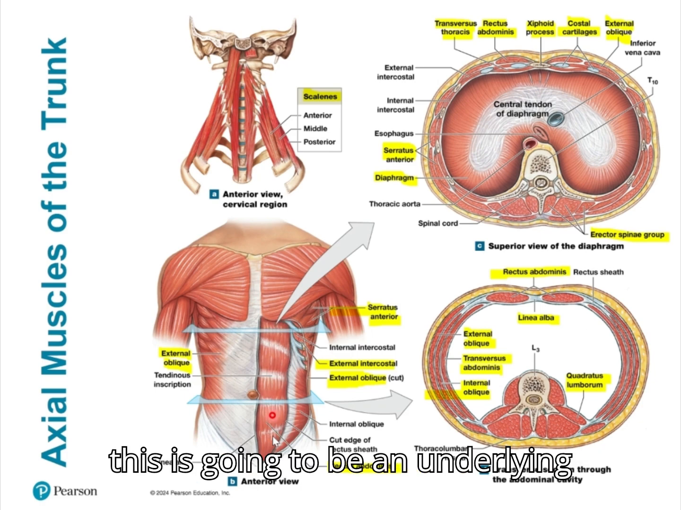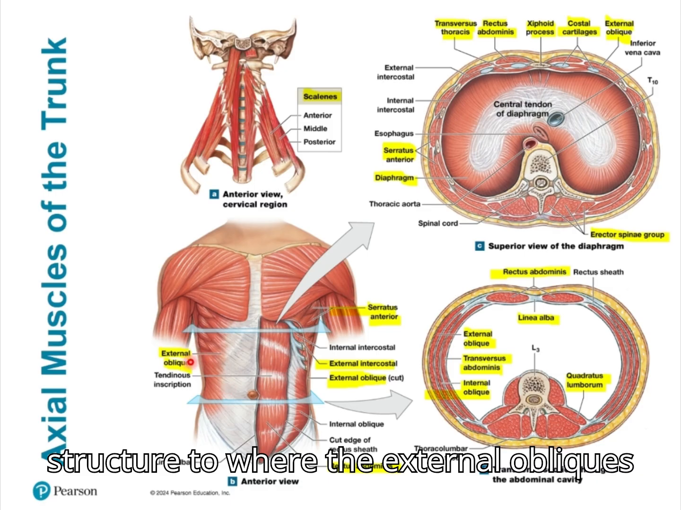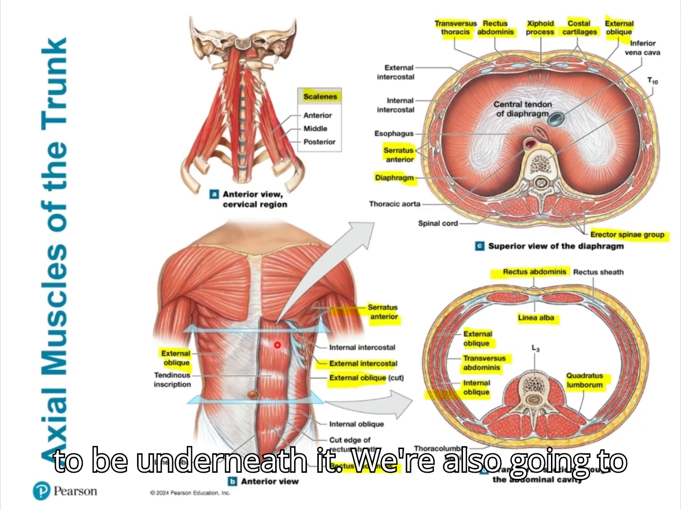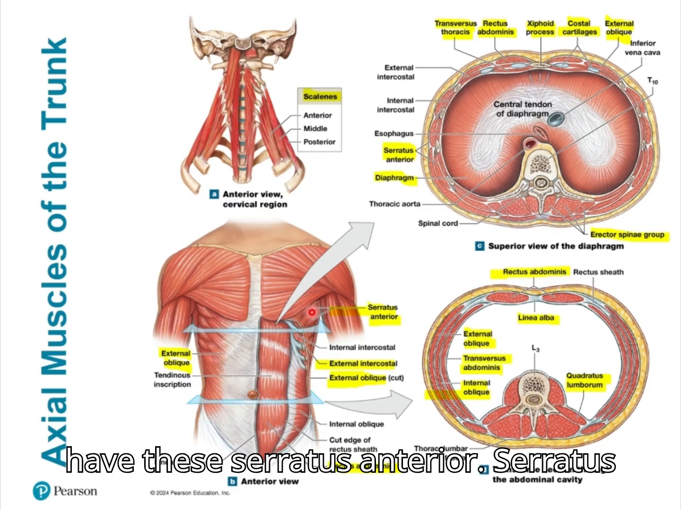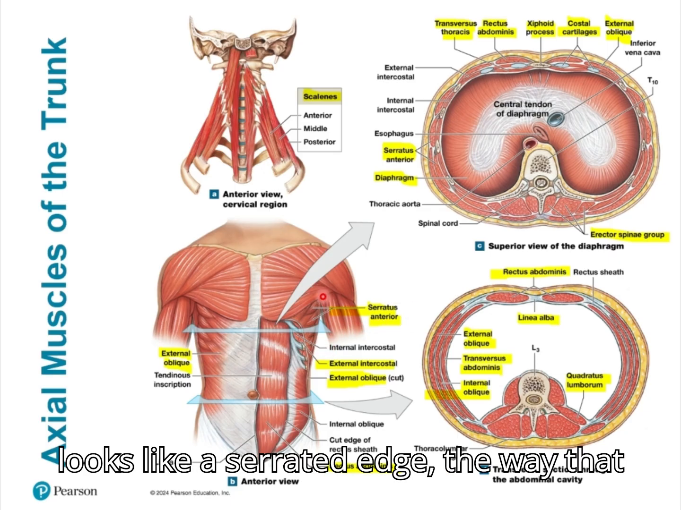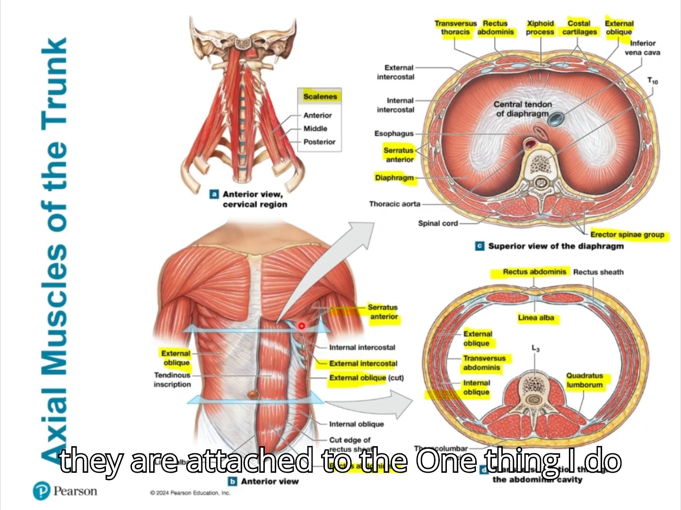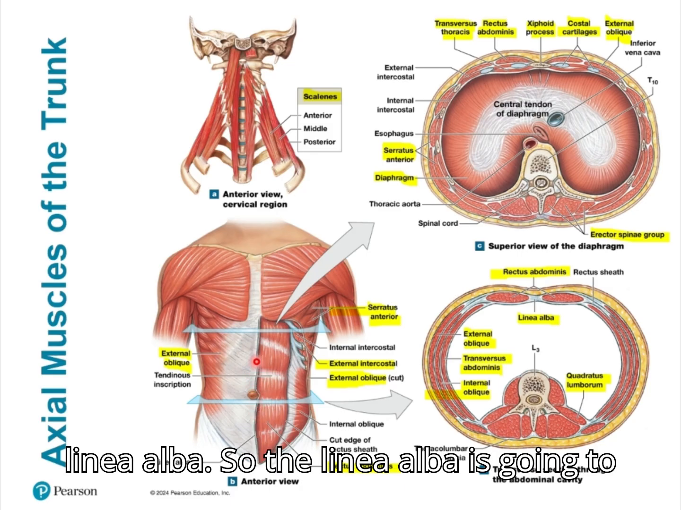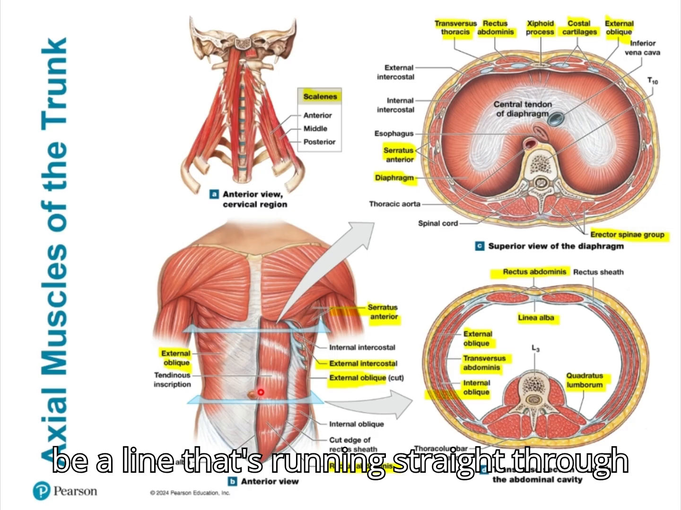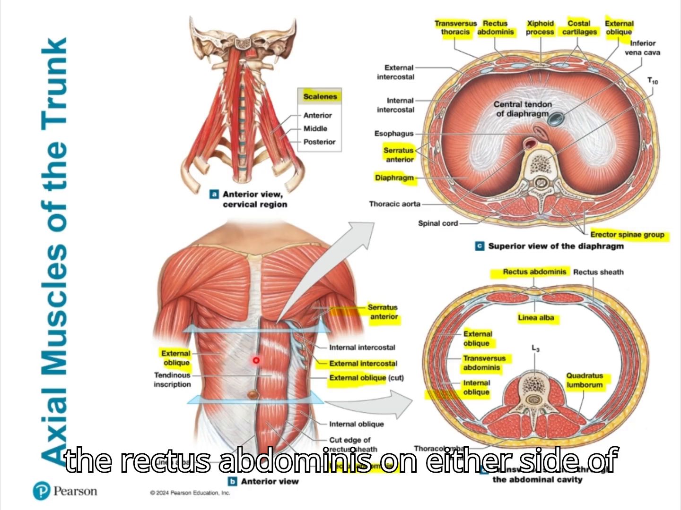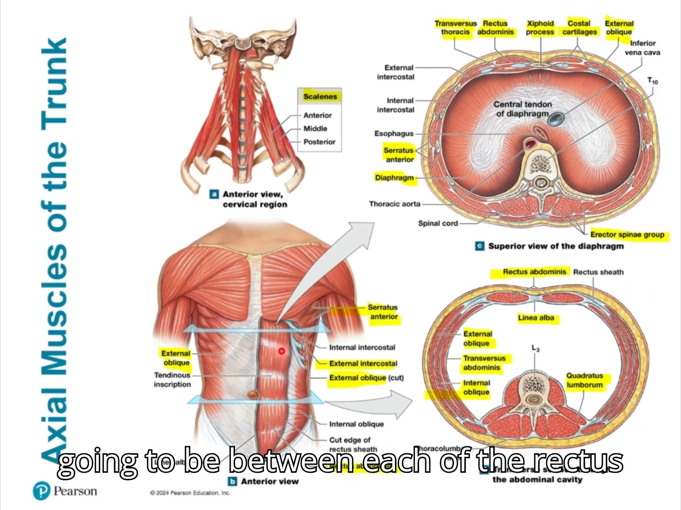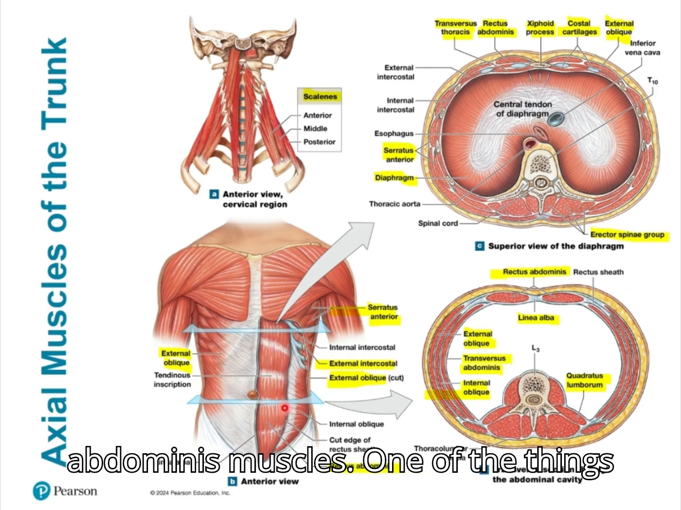But notice this is going to be an underlying structure to where the external obliques are going to be on top of it. So the external obliques are there, and then you have your rectus abdominis that's going to be underneath it. We're also going to have these serratus anterior. Serratus looks like a serrated edge, the way that they are attached to the ribs. One thing I do want you to look at is going to be this linea alba. So the linea alba is going to be a line that's running straight through the rectus abdominis on either side of them. So it's going to be that sheath. And notice there is another sheath that's going to be between each of the rectus abdominis muscles.